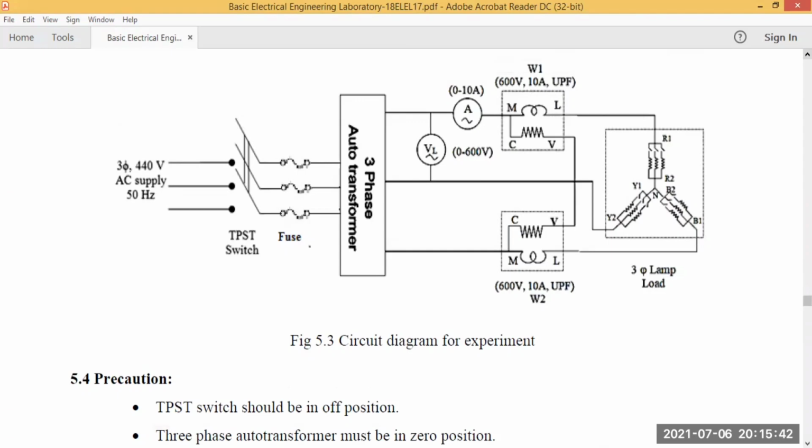Now we can go for a demonstration of this experiment. Before the demonstration, we need to do some connections. We need to connect the equipment and see the equipment. So this is some theory explanation of whatever we did.